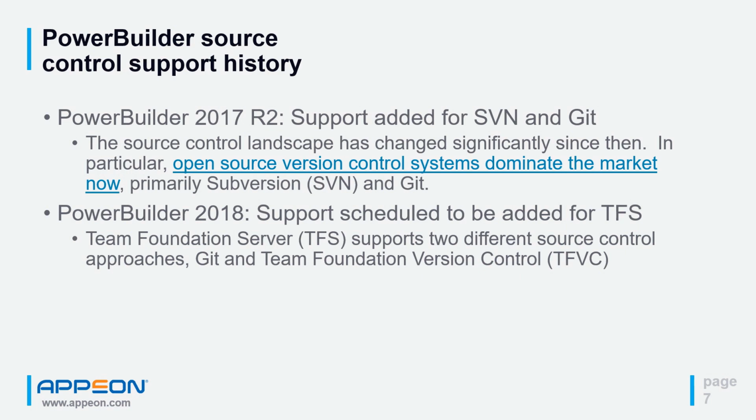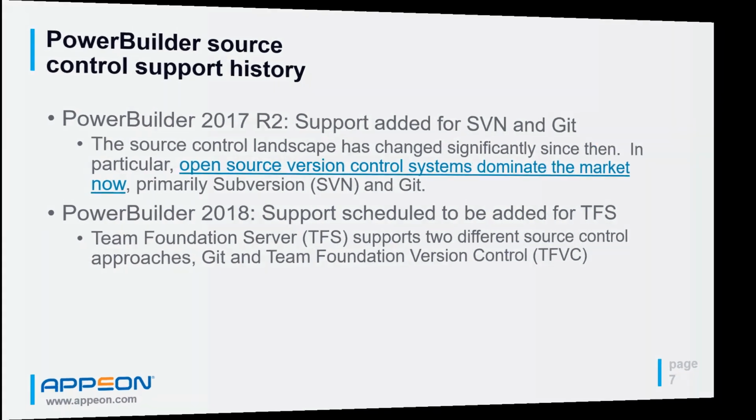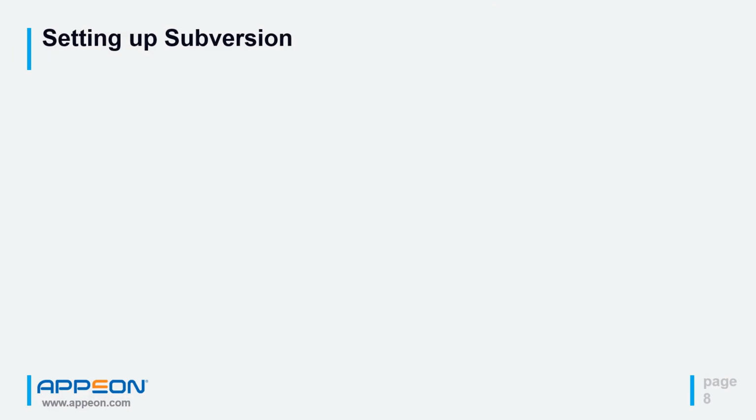I should note that unlike what PowerSoft did when they came out with the MSS CCI, where they removed the native drivers and you could only use MSS CCI, what Appeon has done is they haven't removed MSS CCI. You can still continue to use that, but now you have support for Subversion and Git as well.